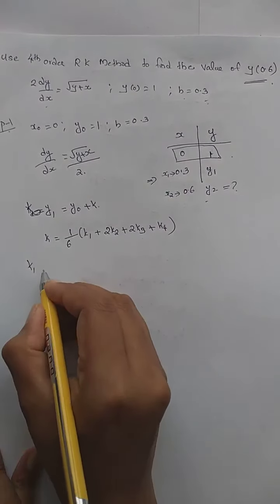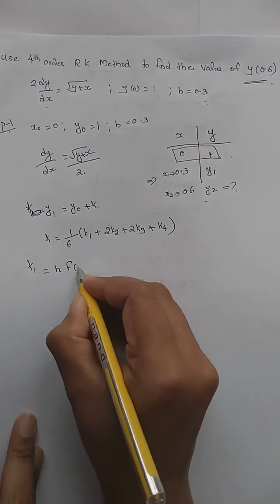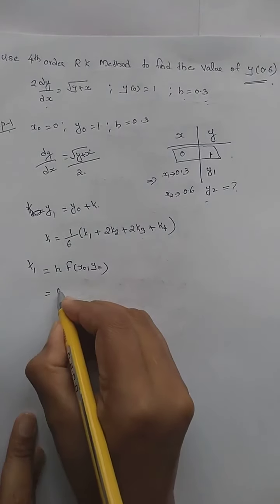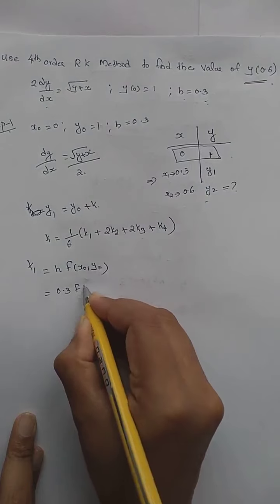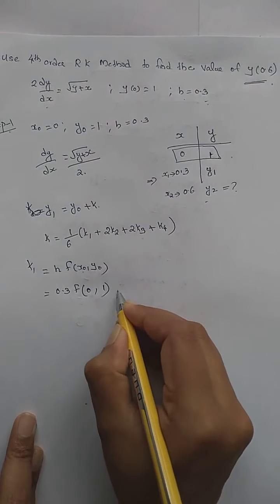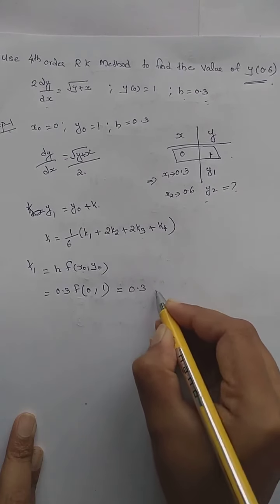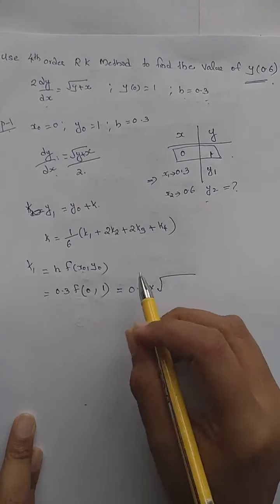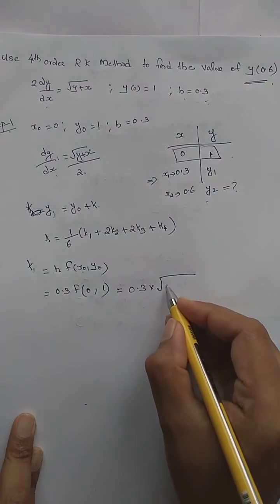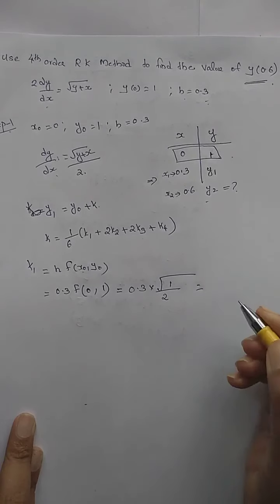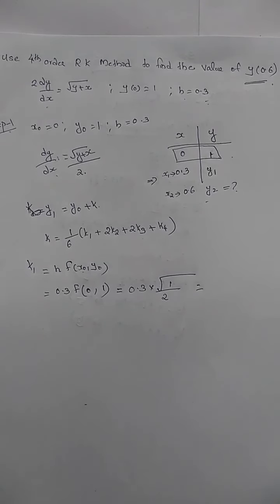What is k1? K1 is h into function of x0 comma y0. What is h? H value is 0.3. 0.3 into function of what is x0 is 0 and y0 is 1. So if I am rewriting it, that is 0.3 into what is function? Function is root of what is y? Y value is 1. 1 plus x is 1 by 2. Okay, and what is this value? 0.3 into 1 by 2. What will be the value?